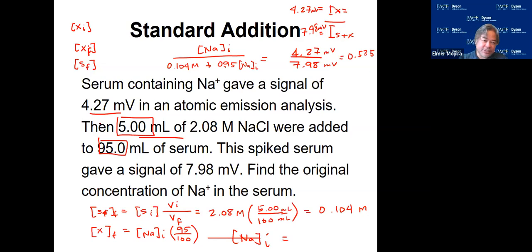And if we rearrange them, you will end up with what? 0.104 on one side, and then you have 0.535 Na minus 0.95, right? You follow?